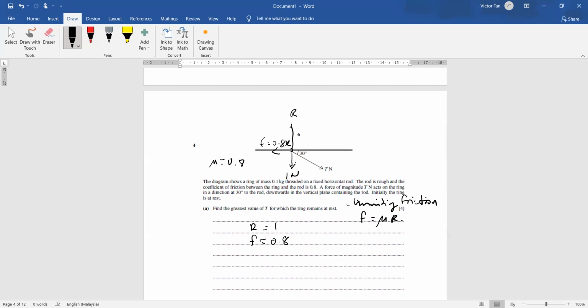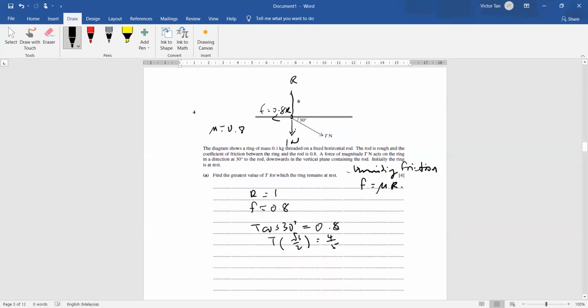So, greatest value of T, T cos 30 degrees should be equal to 0.8. T root 3 over 2. I'm going to change it all to fractions. So, T equals 8 over 5 root 3. So 8 root 3 over 15 Newton. Okay.